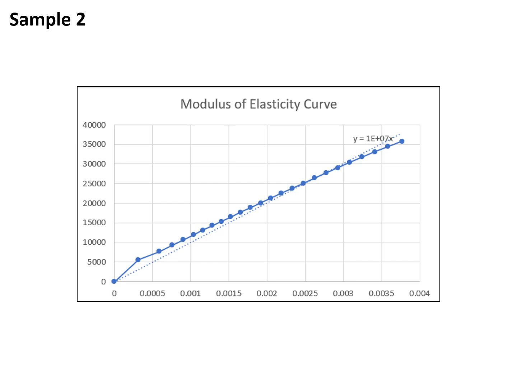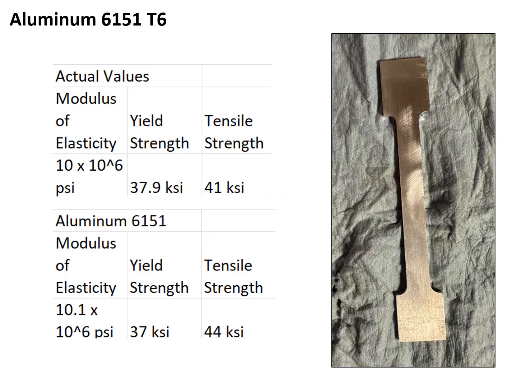Then finding the slope of the linear portion of the curve, this sample's modulus of elasticity was 10 times 10 to the 6 psi. Based on these values, according to Engineering Toolbox aluminum alloy's mechanical properties, this material most likely is aluminum 6151 with a temper of 6, as this material's properties has a modulus of elasticity of 10.1 times 10 to the 6 psi, a yield strength of 37 ksi, and a tensile strength of 44 ksi.